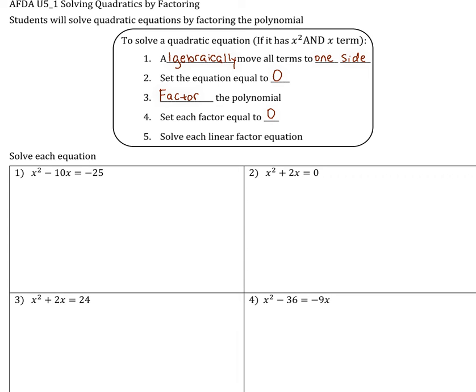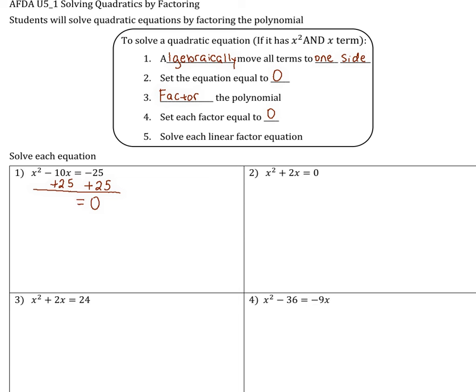So let's look at this first one here. X squared minus 10x equals negative 25. Now, in our normal classic algebra equations, we want to have our variables over on the left and our constants over on the right. But as we see here, we don't want that with our quadratic. So algebraically move all terms to one side. That means we have that negative 25 over on the right, so we're going to have to add 25. And whatever we do to one side, we have to do to the other. So we add 25 on each side, and when we add that 25 over on the right, we have 0.